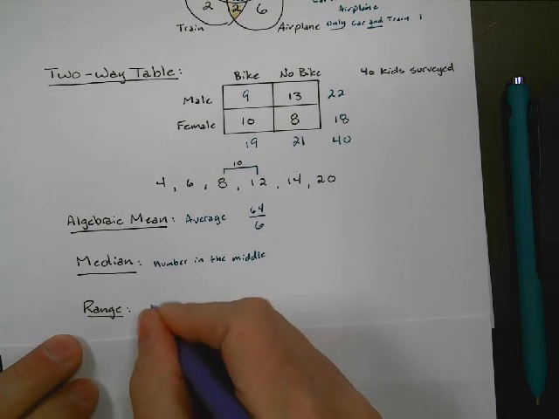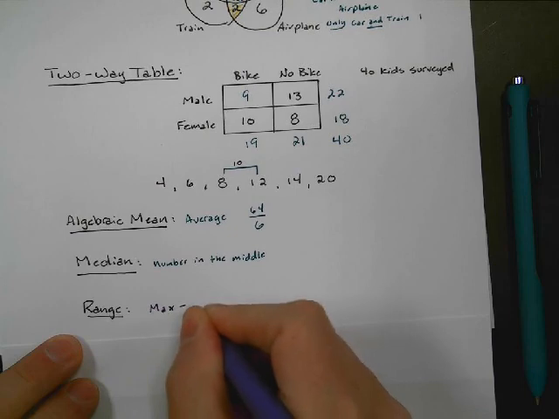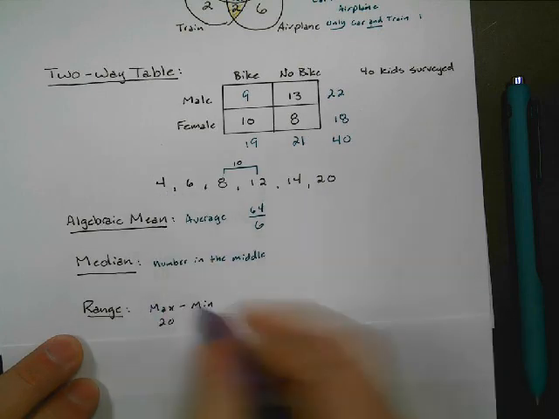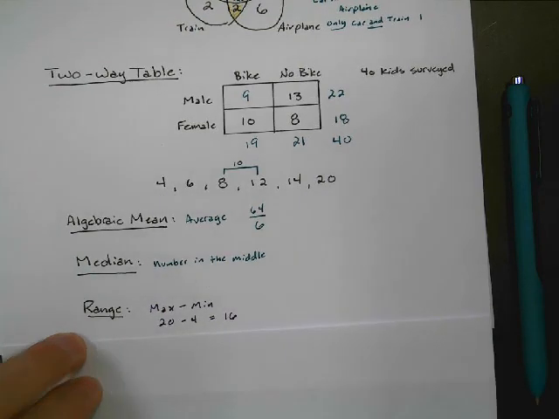And finally, the range is the difference between the maximum and the minimum. So this would be max minus min. In this case, our maximum number is 20, and our minimum is 4. So our range would be 16. So that's just the difference between our highest number and our lowest number.